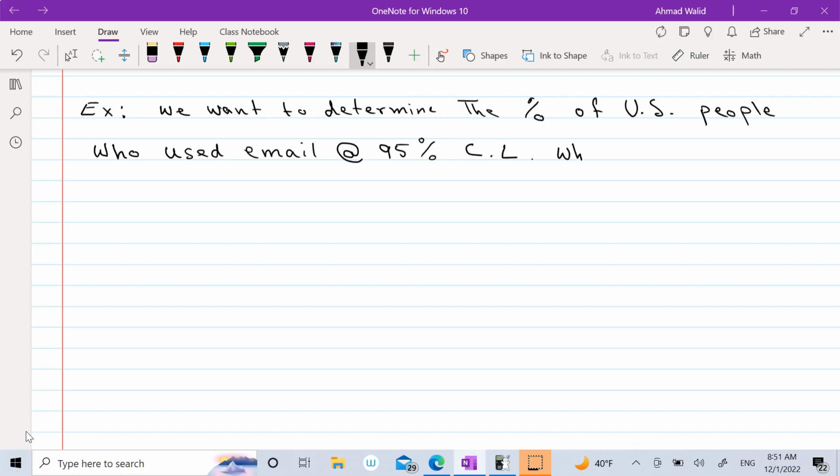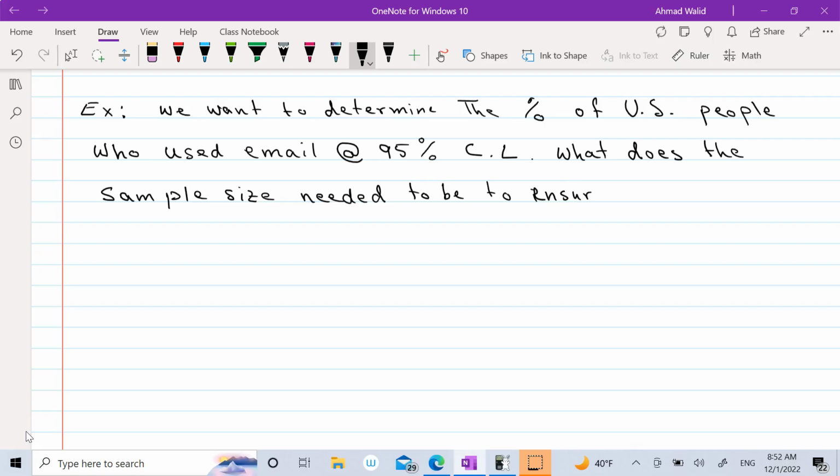What does the sample size need to be to ensure a margin of error of 4%?